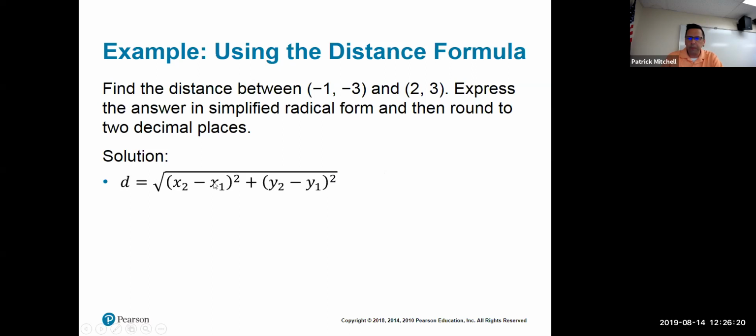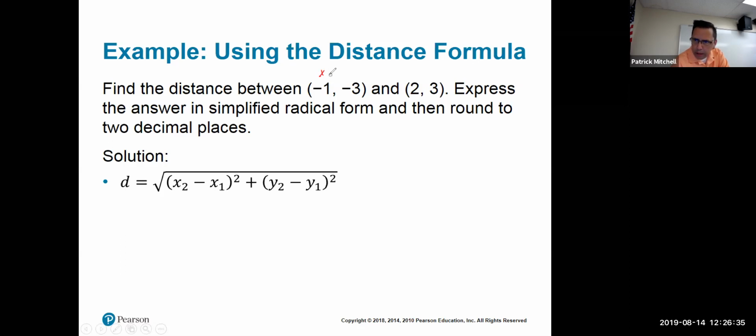So I'm going to plug all those things in. And what I always recommend, anytime you're working with a formula that's got y1, y2, x1, x2, it's very helpful to actually label which one is x1, y1, and which one is x2, y2. That way you don't accidentally put the numbers in the wrong place.